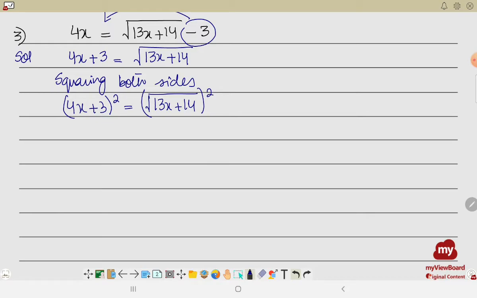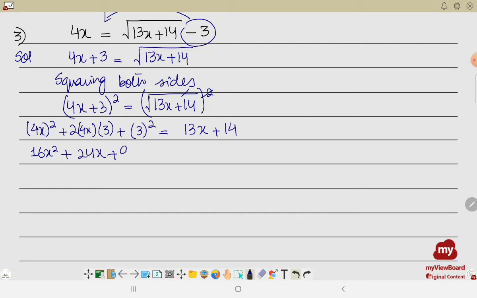On the left hand side, it is the first algebraic identity. You just have to open it: a square plus 2ab plus b square. And on the right hand side, the square will get cancelled by the root, and you are left with just the same term, 13x plus 14. Now open up the squares and find the values for x. That's 9. And we'll take these values to the left hand side, so we'll have 0 over here.